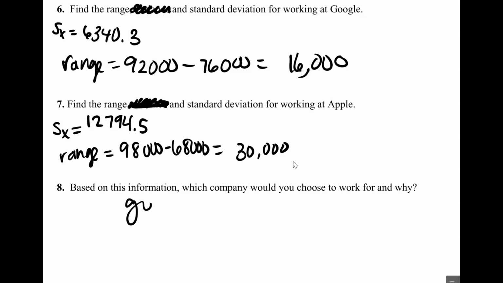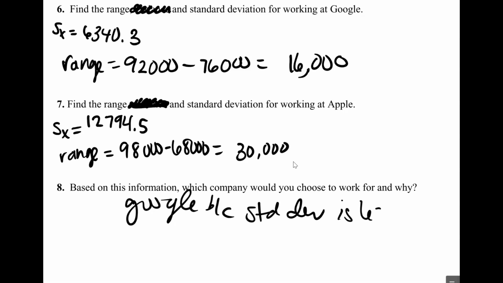Google, because it has a lower range. Google, because the standard deviation is less. We want the lower standard deviation? Yeah, because say we work for a company where salaries are all over the place and everyone's getting paid something different, versus a company that's more consistent and everyone's getting the same. While the mean is 84,200, you have a better shot at hitting the mean if you work for Google, because there's less variation. More people are closer to that 84,000. At Apple you may luck out and be that 98,000, but you also could be at 68,000, screwed over.